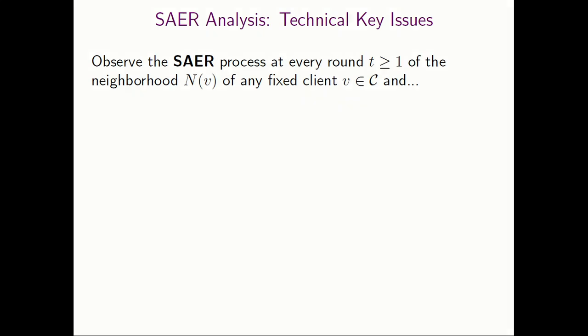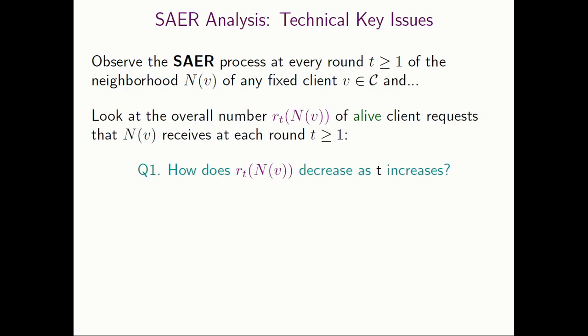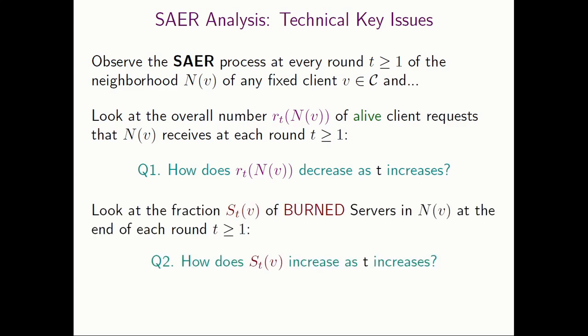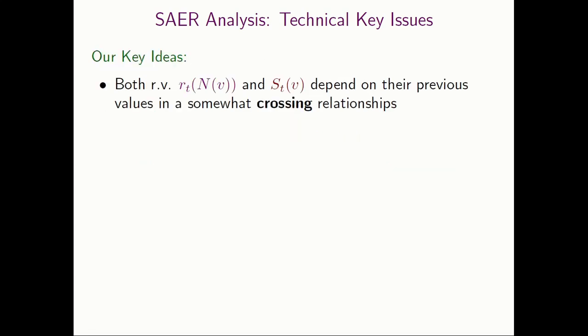To solve these major problems, we observe the SAER process at every round t of the neighborhood N of V of any fixed client V, and we look at the overall number R_t of N_V of live client requests that the neighborhood of V receives at each round t, and we ask how this quantity decreases as t increases. We look also at the fraction of burned servers in the neighborhood of the client V at each round t, S_t of V, and we ask how this quantity increases as t increases. So, our key idea is to express these two quantities in a crossing relationship, which depends on their previous values.